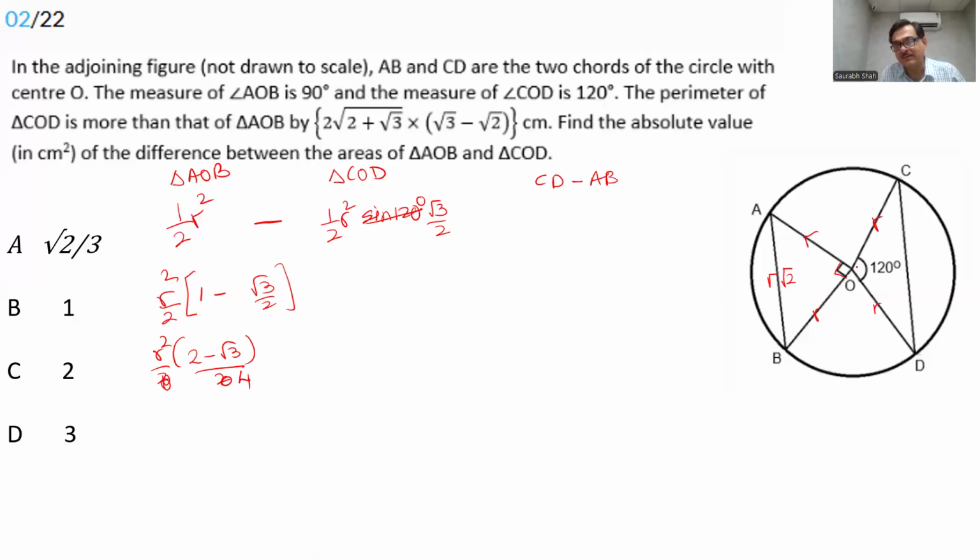Now let's calculate CD. Draw a perpendicular to the chord here. This becomes 60 degrees. So this is a 30, 60, 90 triangle. If the hypotenuse of this triangle is R, this base here becomes R by 2. And the half chord CD becomes R by 2 into root 3. So the full chord CD becomes R by 2 into root 3, doubled. So R root 3. And AB we already got R root 2 from the 45, 45, 90 triangle. And we need this to be subtracted.